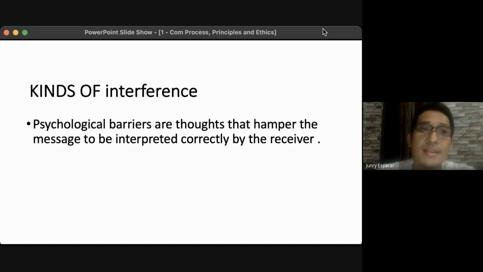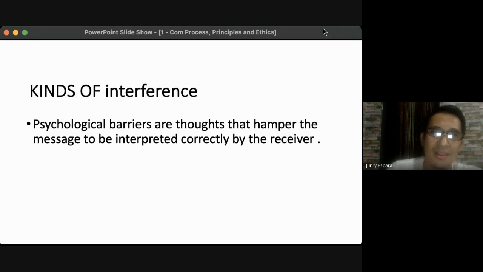So one is the psychological barriers. These are the thoughts that hamper the message from being interpreted correctly by the receiver. Have you noticed that when you are skeptical of a person, when he says something to you, you tend to not believe the person, to doubt the person? Why? Because you already have doubts about him prior to his communication to you. So that affects communication.